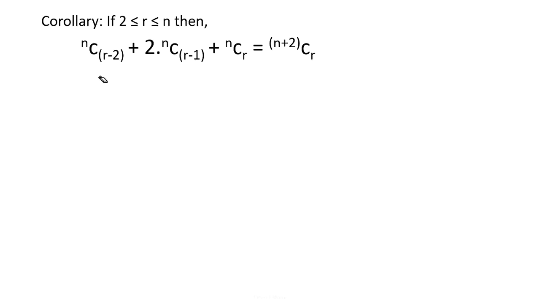So those who are good in calculation, they can expand these things and they can give a proof. But without expanding all these things, we can give a combinatorial proof. And the proof is like this.